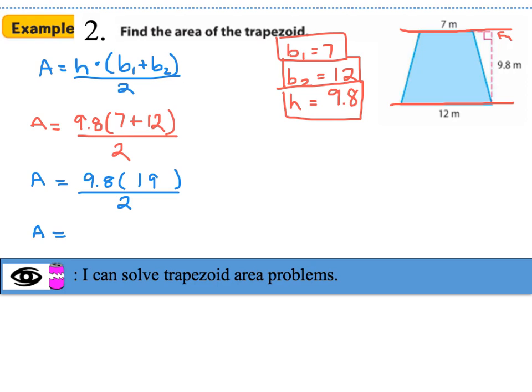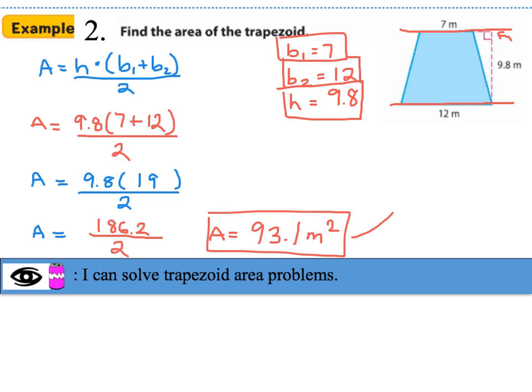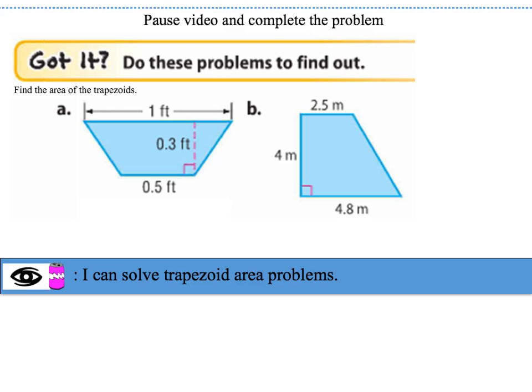So if I take 9 8/10 times 19, I get 186 2/10. And then we have to divide that by 2. So if I divide that by 2, I get my area of 93 1/10 meters squared. So that would be the area of this trapezoid. And imagine if there was a grid behind it, you would be able to count 93 1/10 of those little squares. So pause the video, complete the got it problems, and we'll discuss the answer in class tomorrow.